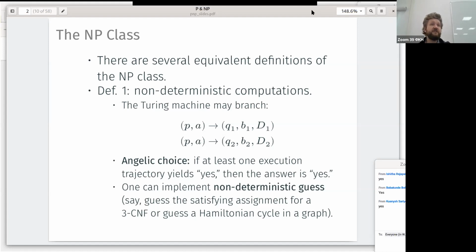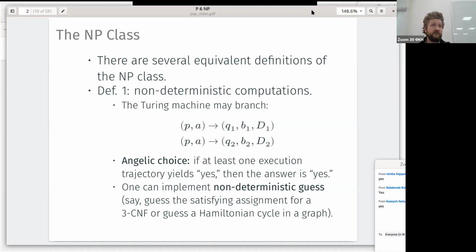And the assignment is just non-deterministically guessed. And since we have angelic choice, we suppose that the angel gave us the correct assignment, which yields us the answer yes.